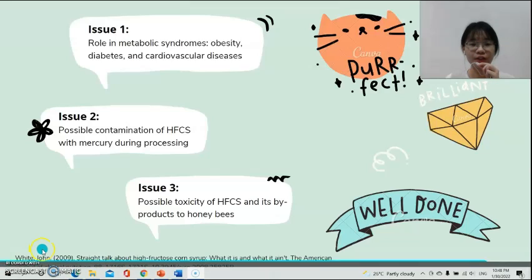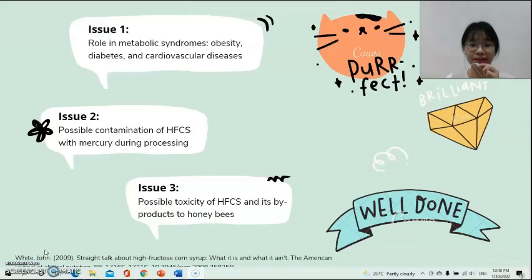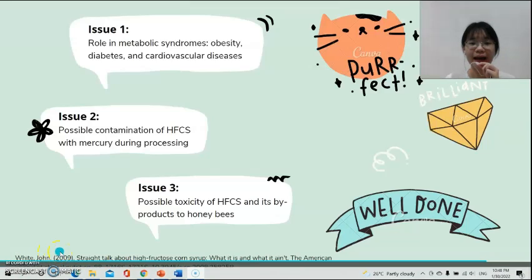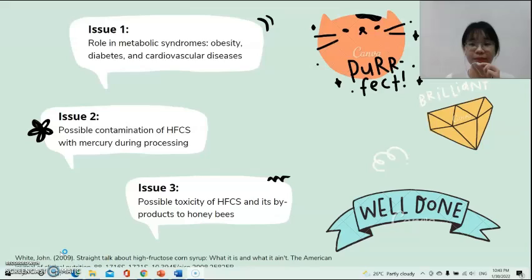The last issue, which is the possible toxicity of HFCS and its byproducts to honeybees. It is proven that HFCS will form its byproducts, which is hydroxymethyl furfural, at temperatures higher than 45 degrees Celsius, and the byproduct is very toxic to honeybees.